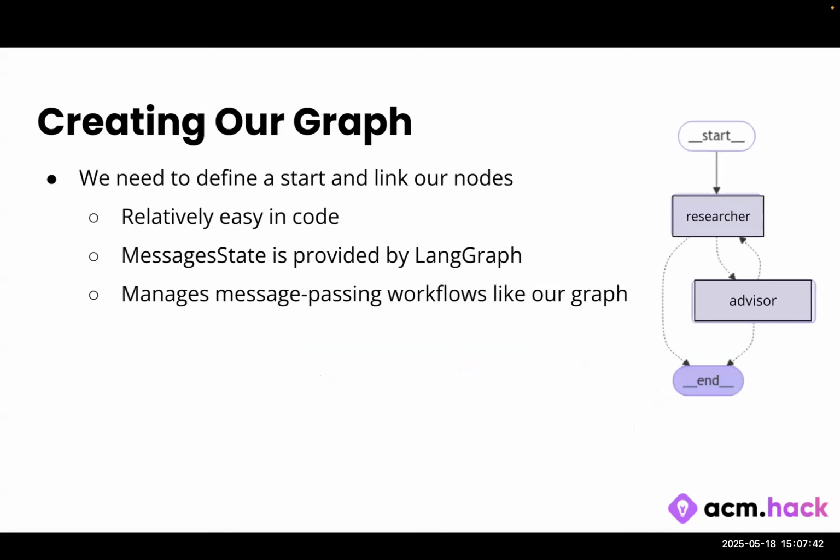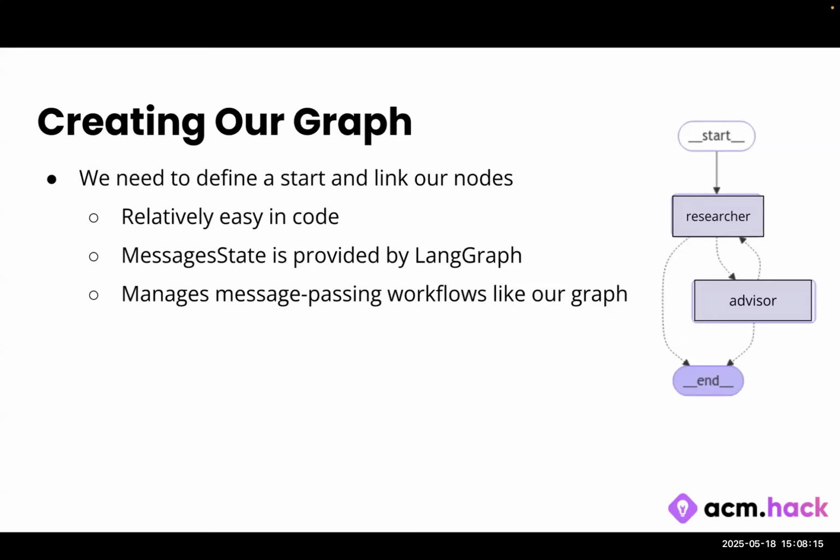So first, we need a way to define a start and link our nodes. If you see on the right there, that's how we're going to link our nodes. We're going to have a start node, and then we're going to immediately go to the researcher to conduct research on a startup idea. And then we're going to go back and forth with the advisor until they have a final answer. And then finally, we'll return n to return the final result back to the user. So it's a pretty simple graph for this demo, but again, you can have multiple agents with multiple tools. You can just imagine a bunch of those vertices on the screen with a bunch of edges connecting them.